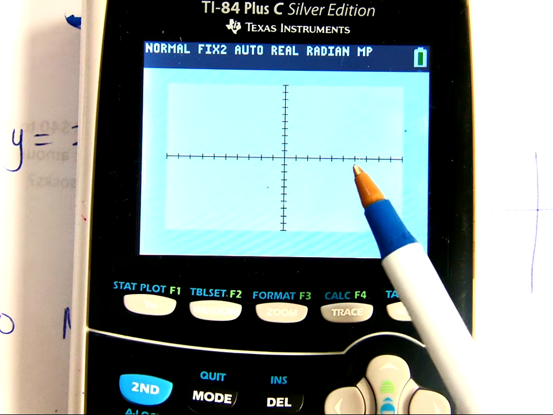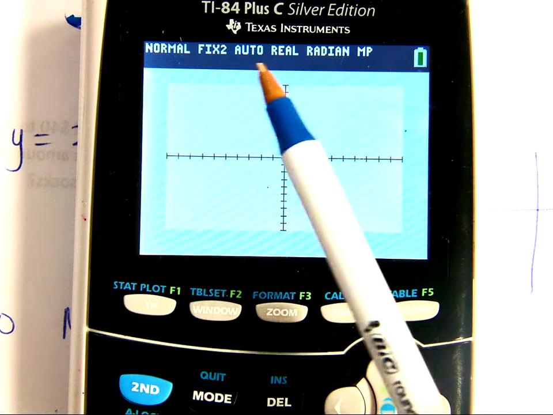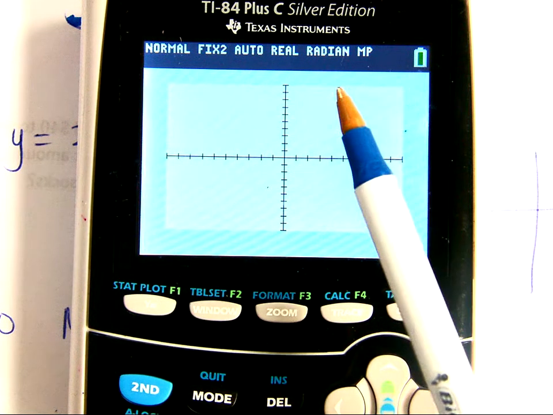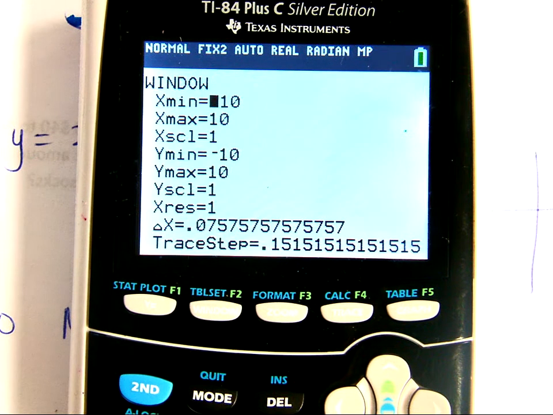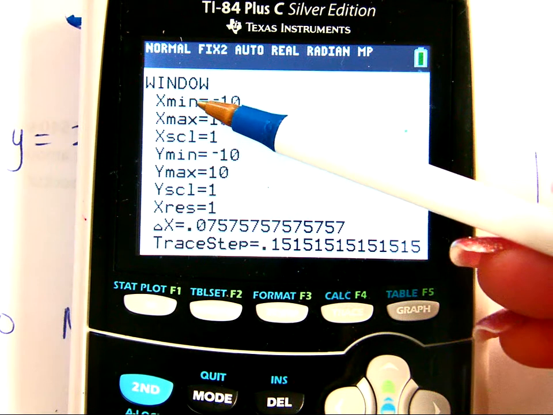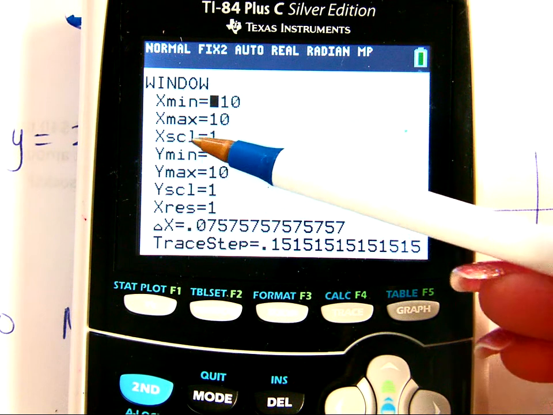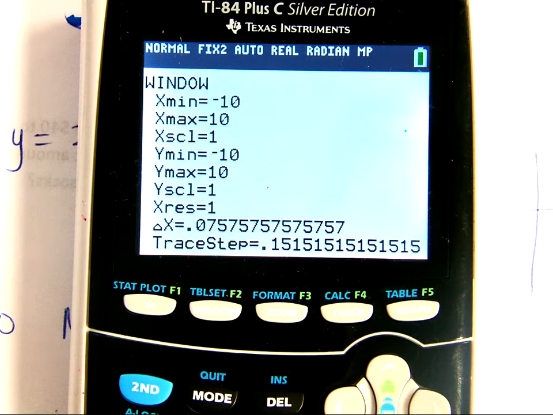Okay, so I want to show you something. So this is 10, this is negative 10, this is 10, and this is negative 10. This is our standard window. So see this window button right here? I want you to hit window. And see this x min, x max, y min, y max? And then you have the x scale. That just means what do you want your axes to go by? Do you want them to go 1, 2, 3s? Do you want them to go 2, 4, 6, or 5, 10, 15, 20?